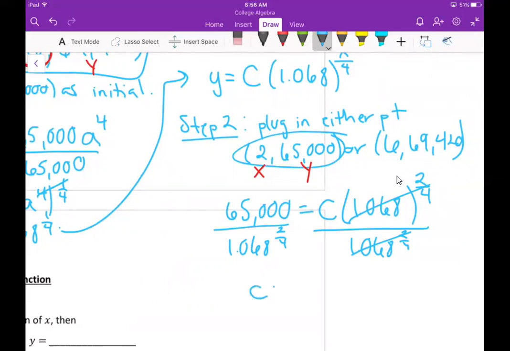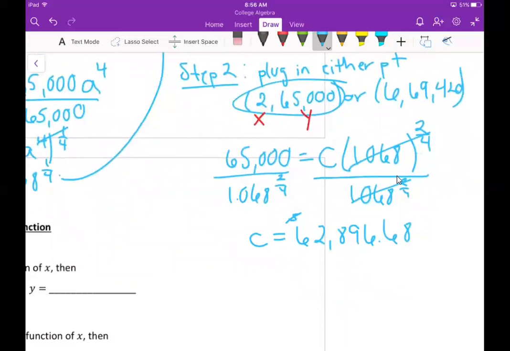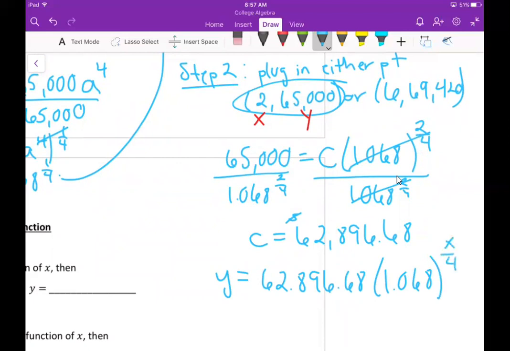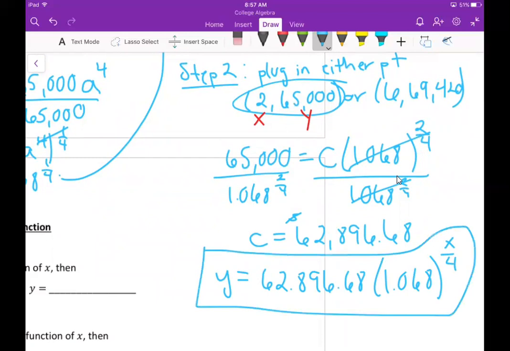And we get here that C then equals $62,896.68. So that would have had to have been our initial investment, or what we had at year 0, for this account in order for the other 2 points to have worked out. So put it all together at the end: y equals that C value, 62,896.68, times that non-rounded growth factor, 1.068 to the x/4 power. Okay, and that would be your final function for that scenario.